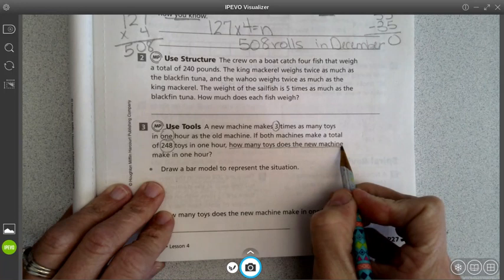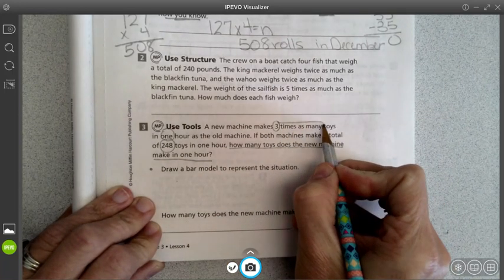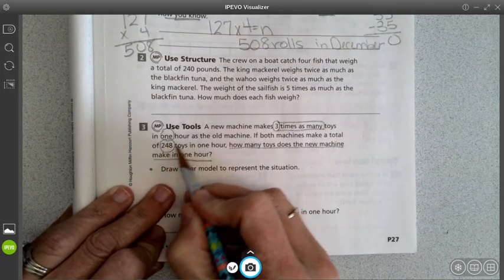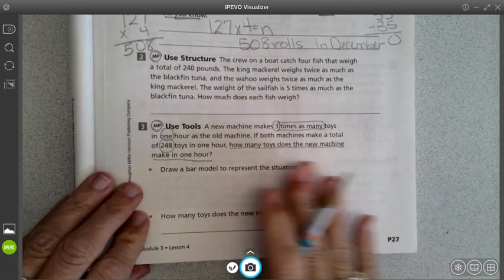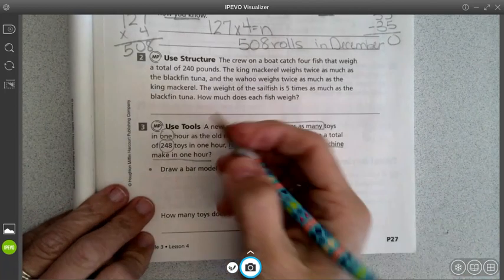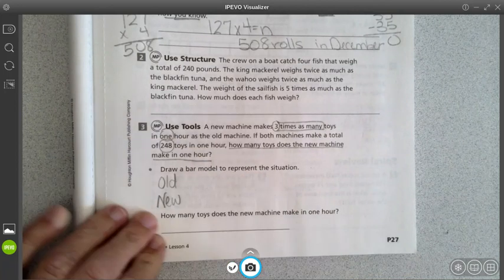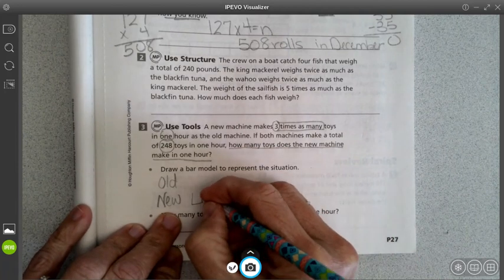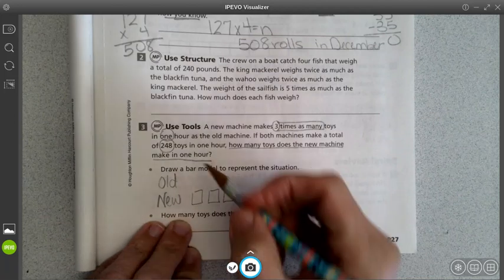How many toys does the new machine make in 1 hour? It makes 3 times as many in 1 hour as the old machine. Both machines are making a total of 248 toys. So for my bar model, I have the old machine and the new machine. The new machine makes 3 times as many as the old machine.